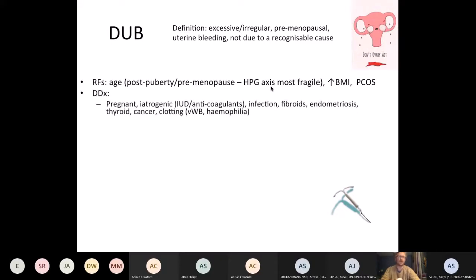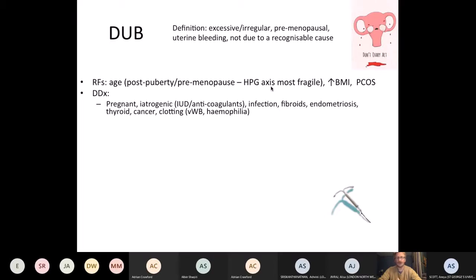Okay, so your differentials for DUB, which I remember being like the biggest aspect of this week. So pregnancy is something you always want to rule out. If you have a woman of childbearing age with any abdominal or bleeding symptoms, pregnancy should always be on your mind. Iatrogenic causes, so like intrauterine devices, particularly the copper coil, can give you heavy bleeding. Anticoagulants like warfarin, NOACs and DOACs, heparin. Infections, so PID or pelvic inflammatory disease, most commonly when STIs start spreading upwards.